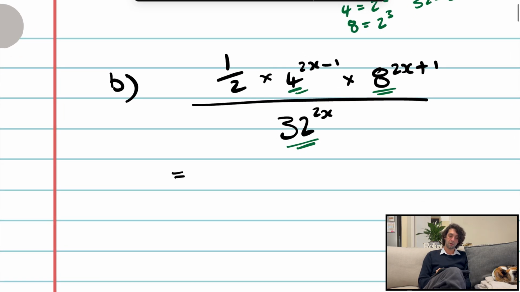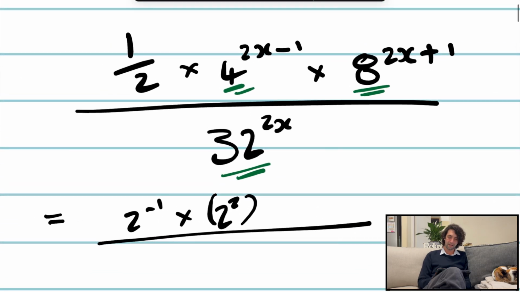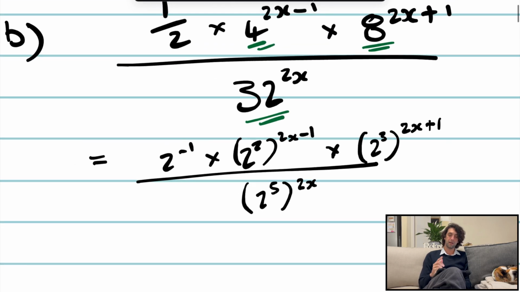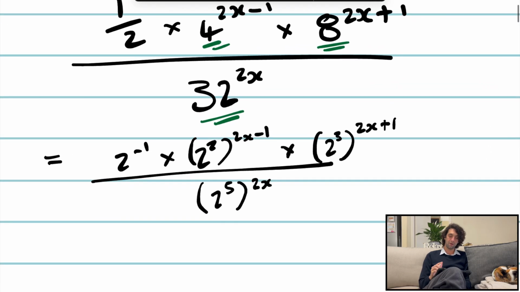Okay? So, what do we end up with? We have 2 to the power of negative 1 multiplied by 2 to the power of 2, and I recommend just putting that in brackets first and then keeping this exponent over here, 2x minus 1, multiplied by 8 becomes 2 to the power of 3, and I'm going to keep this 2x plus 1, and 32 becomes 2 to the power of 5, and that's to the power of 2x. We're going to do this step by step so that we don't make any errors, okay?